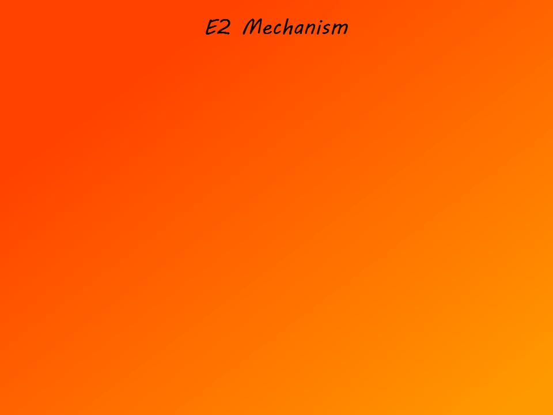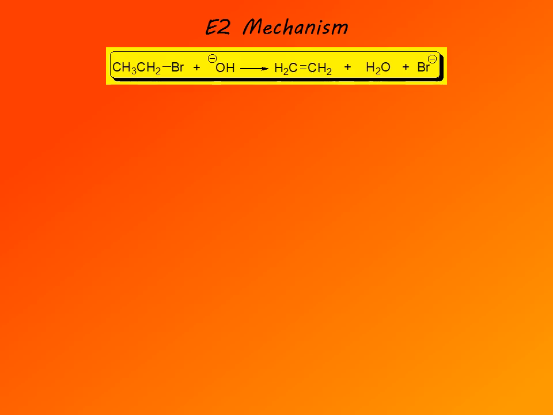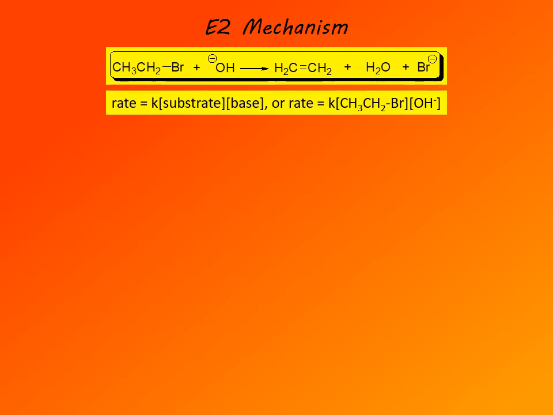An E2 reaction mechanism is a bimolecular elimination, which means that reaction rate depends on the concentration of organic substrate and reagent, a base. So here is an example, elimination of bromoethane with hydroxide, like sodium hydroxide. Product is ethene, and byproduct is water and bromide anion. If this was sodium hydroxide, then product would be sodium bromide.